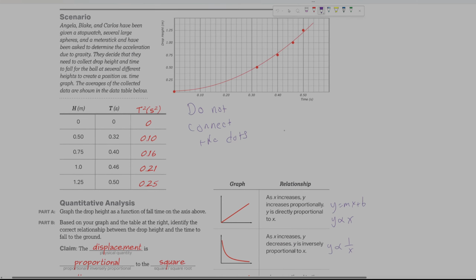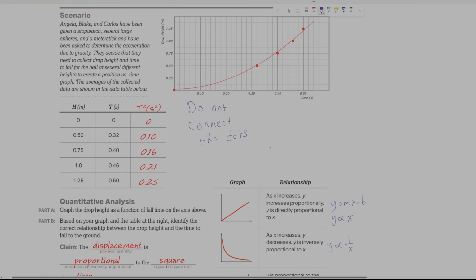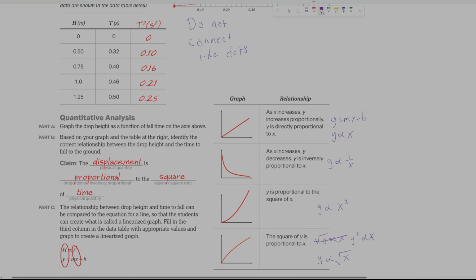Now, in this case, we have an upward curving graph. Based on the graph and the data table at the right, identify the correct relationship between the drop height and the time. So in this case, we have the third one: y is proportional to the square of x. Because y, the displacement or the y value, is proportional to the square of time, the x value. All right, so that's our relationship, and then we go from there.